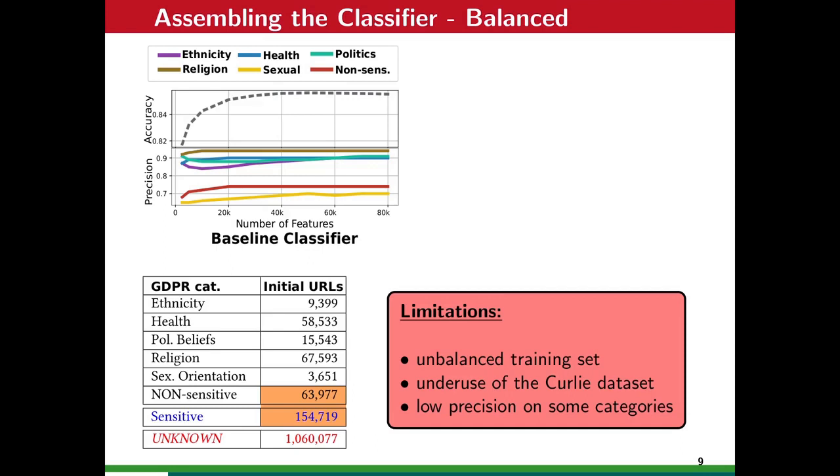Second, we are not fully using the Curly dataset. Of the 1.5 million English content on Curly, we only included in our dataset around 200,000 URLs. Third, if we check the precision chart, we will notice that our baseline classifier has low precision on categories such as non-sensitive and sexual orientation. So what can we do? How can we fix those issues?